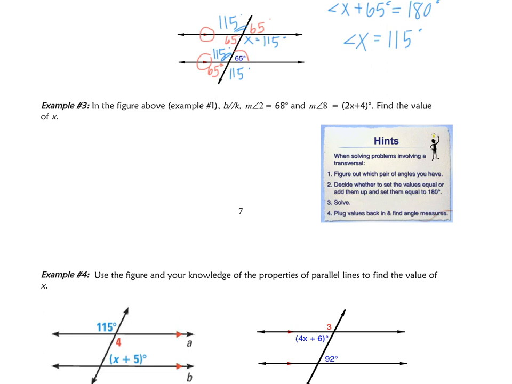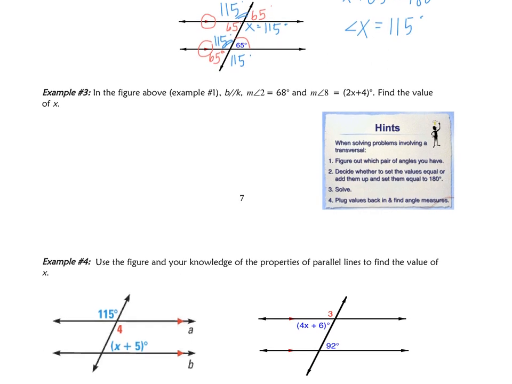Example 3 is a little bit more challenging, so let's do it together. It says in the figure above from example number 1. So I'm going to redraw it quickly here. It has that transversal and my two parallel lines. It looks like this. This is angle 1, 2, 3, 4, 5, 6, 7, and 8. And this is just from example 1.